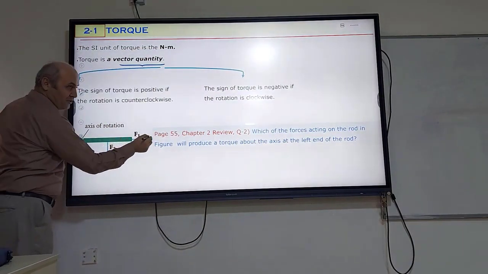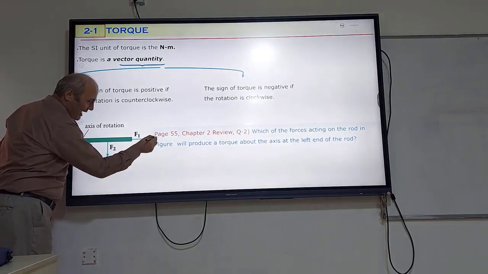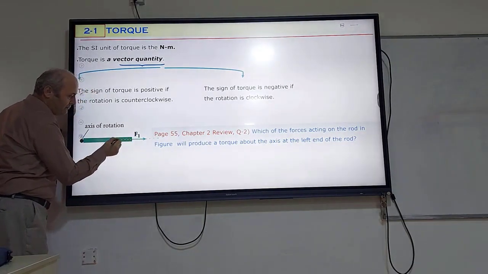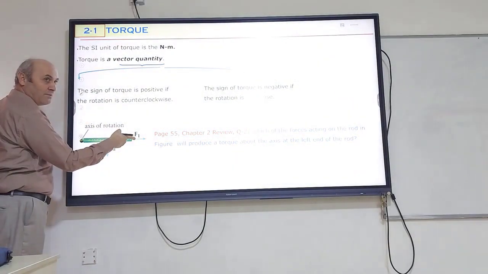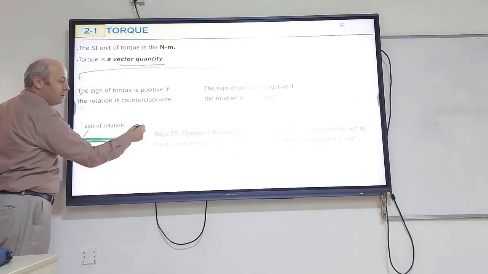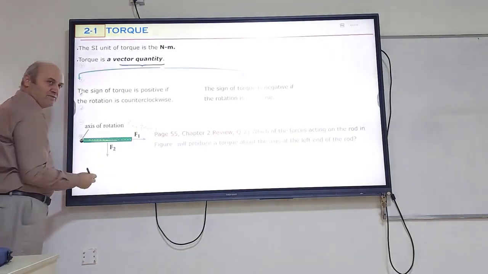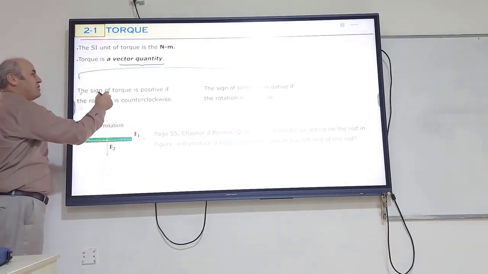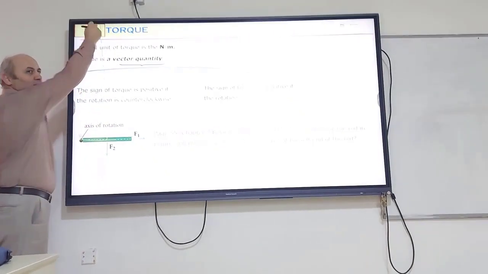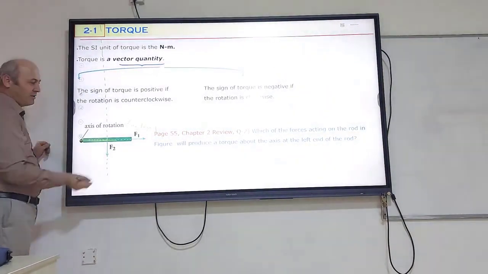Draw a line along the force. Let's take F1 first. Extend F1. It passes through the axis of rotation. That's why F1 cannot produce a torque. No torque. But extend F2. Is it passing through the axis of rotation? No. That's why F2 produces a torque.